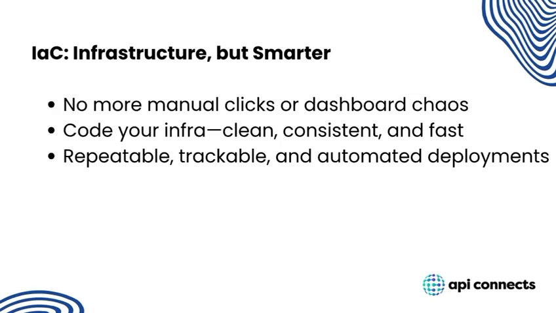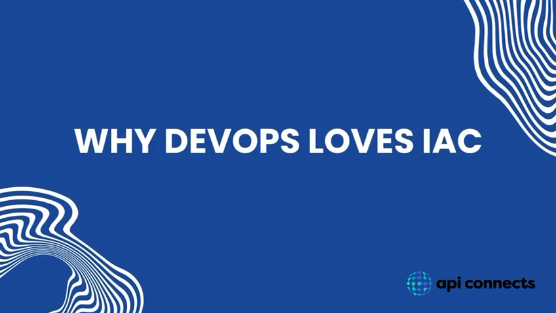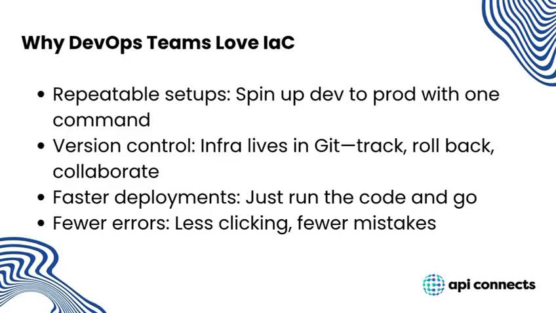DevOps is all about speed, consistency, and automation, and that's where IaC shines. DevOps teams swear by it for its repeatability. You can spin up identical environments, dev, test, staging, prod with a single command. You have full version control. Your infrastructure scripts live in Git. Track changes, roll back safely, and collaborate like developers do.